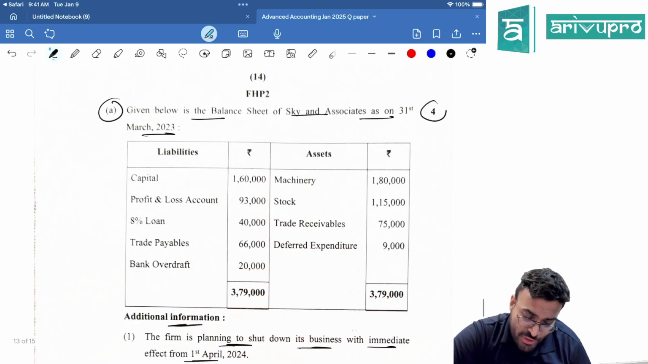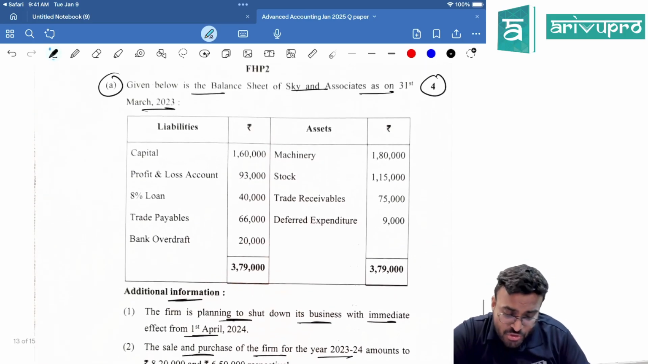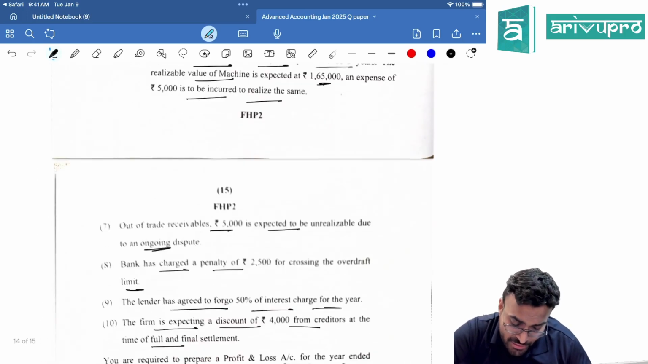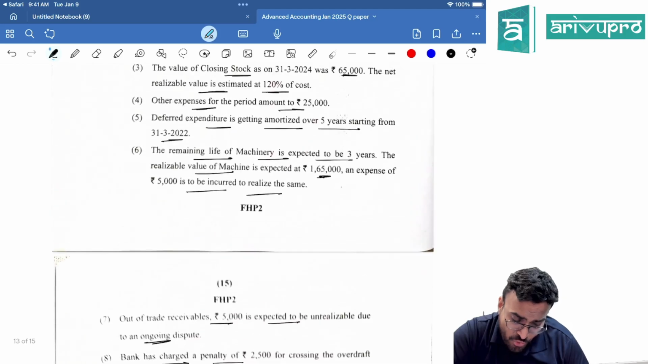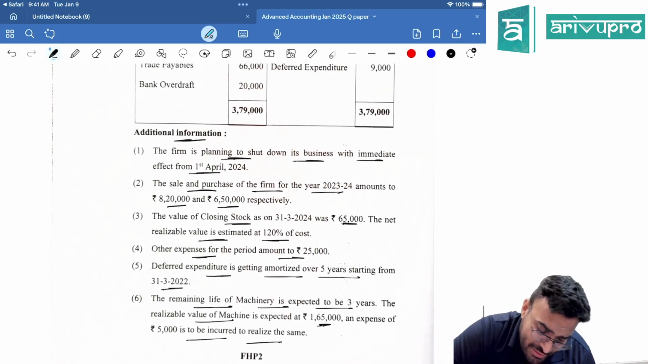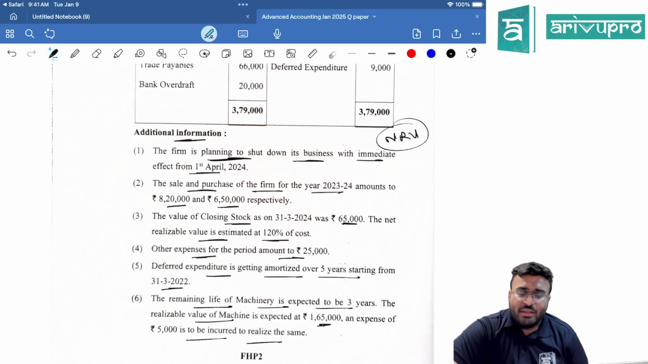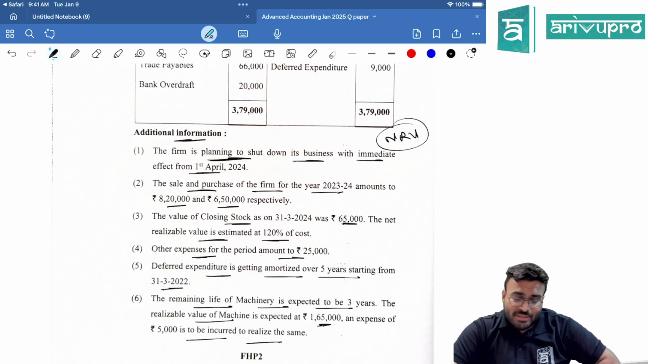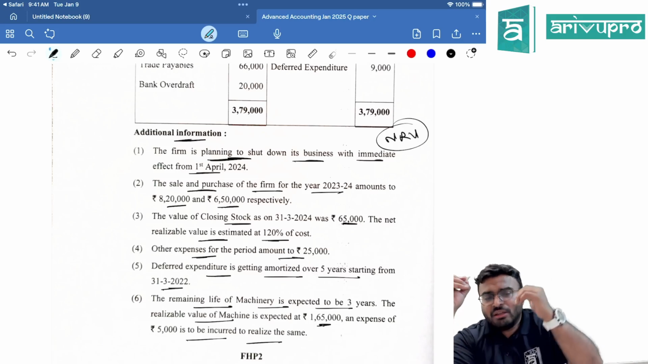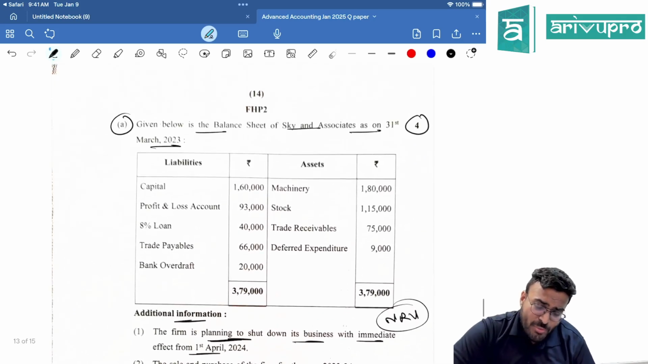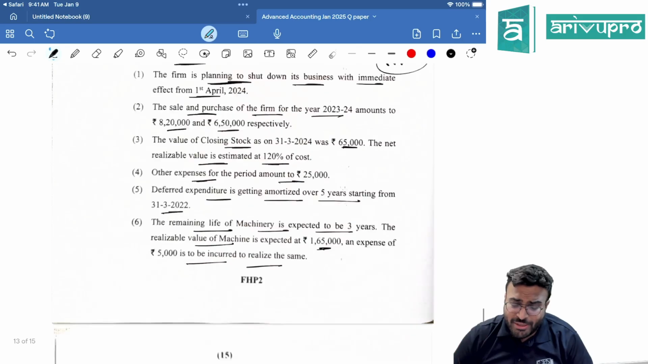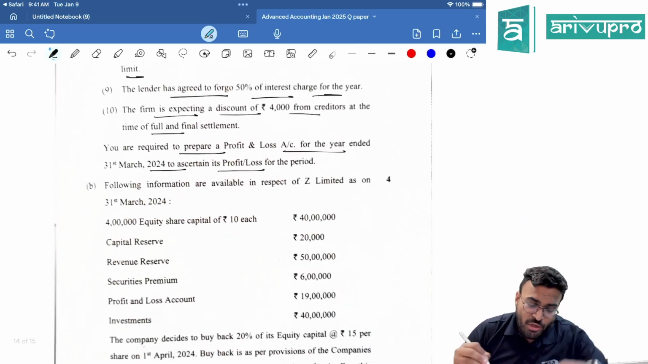Okay, they have asked this question for 4 marks. Why they have asked this question to calculate P&L for the year ended 31st March 2024? You can see over here, the firm is planning to shut down its business. Everything NRV has to be considered. Firm is planning to shut down its business. Okay, this similar question is there in our material as well. So should be an easy 4 mark question, but obviously it's going to be time consuming. Okay, you have to be on your toes, guys.